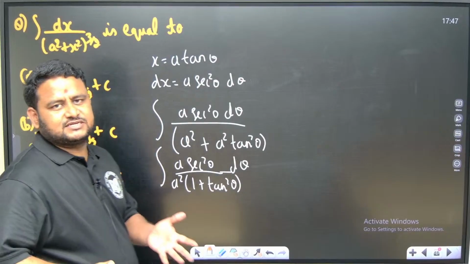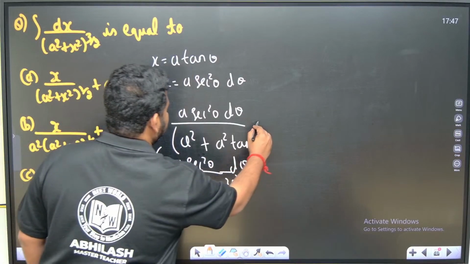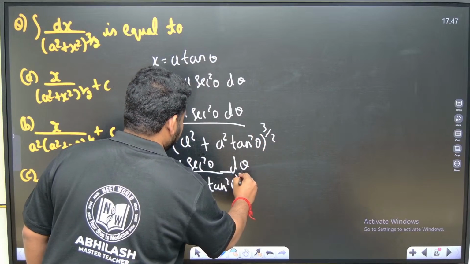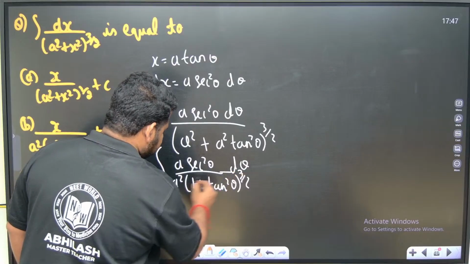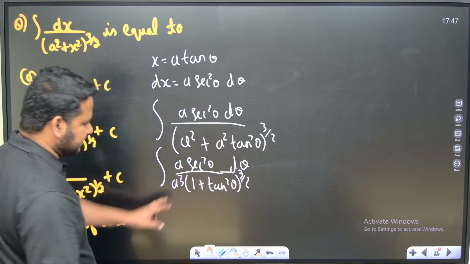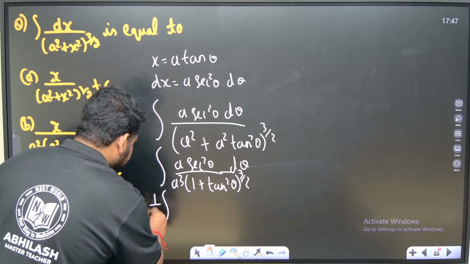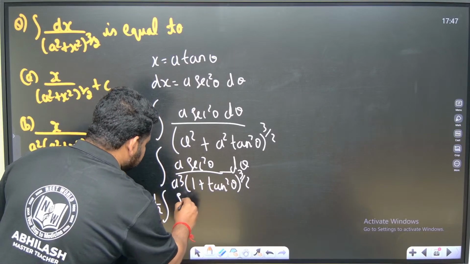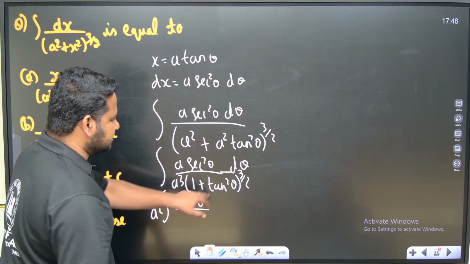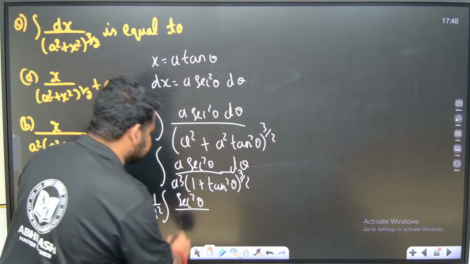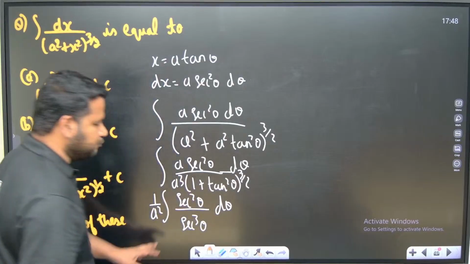Now 1 plus tan square theta is nothing but what? Secant square theta. So I can write it as secant square theta to the power of 3 by 2. If I take a outside, since it is cube, the 2 will cancel and I will get a cube. Be careful here. So this will become what? A I can cancel, so this will become 1 by a square into secant square theta over secant cube theta, d theta. 1 plus tan square theta is secant square theta, so I will get secant cube theta in the denominator.